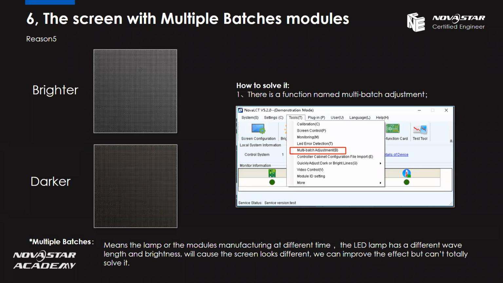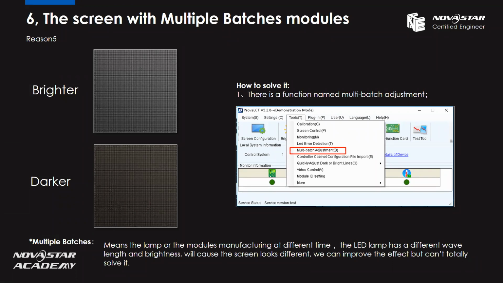Okay, the next possible reason is the screen with multiple batches of modules. Okay, the last possible reason. If the screen is from different batches, then it is for sure that you will have different brightness. Multiple batches means the lamps or the modules were manufactured at different times. So the LED lamps have different wavelength and brightness, which will cause the screen to look different. We can improve the effect, but cannot totally solve it.